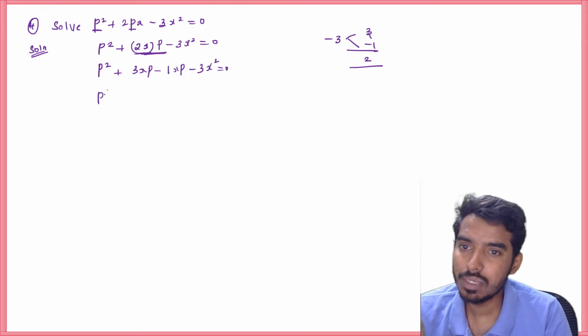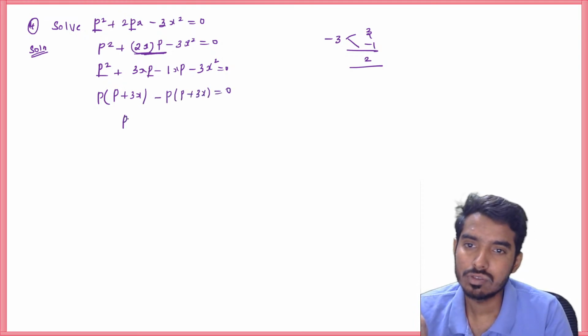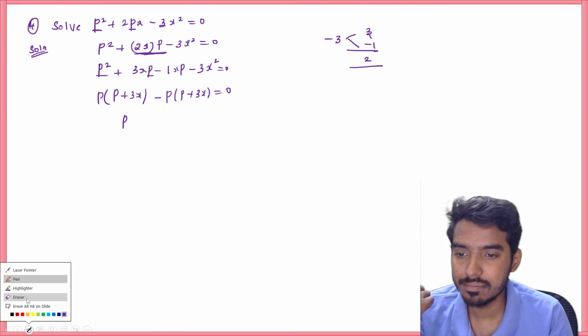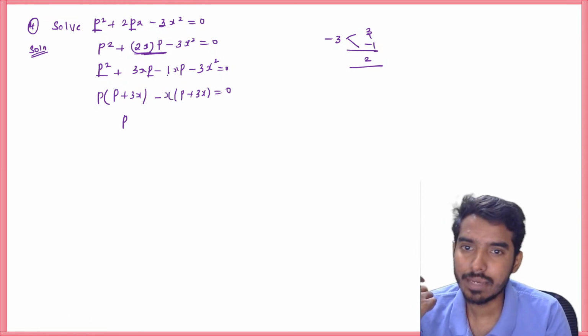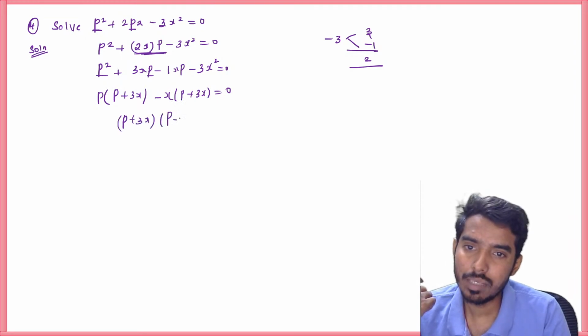Now we can take this p common from this term. We have p plus 3x. Here we should have p plus 3x. So I'll just take minus x outside, we'll have p plus 3x. So we have p plus 3x into p minus x equal to 0.